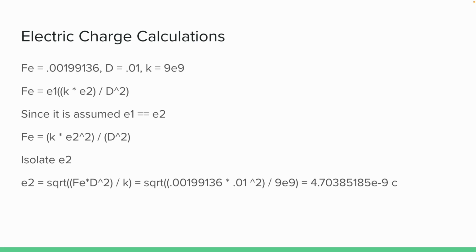The formula for electric force is equal to E1 times K times E2 over d squared. Since it is assumed that E1 equals E2 in the PDF, Fe can be simplified to K times E2 squared over d squared. Using simple algebra, we can isolate E2. E2 equals the square root of Fe times d squared over K, which when you plug in comes out to approximately 4.7 times 10 to the negative 9 coulombs.